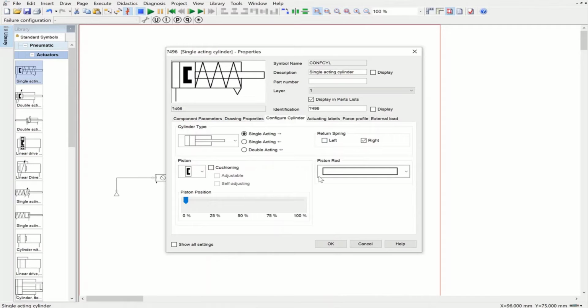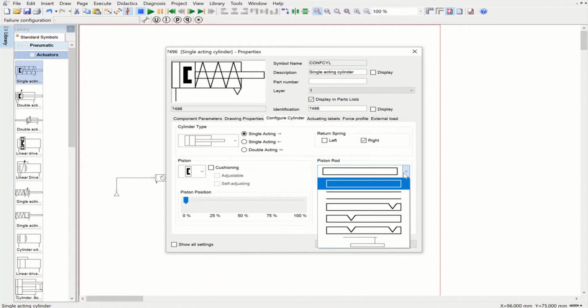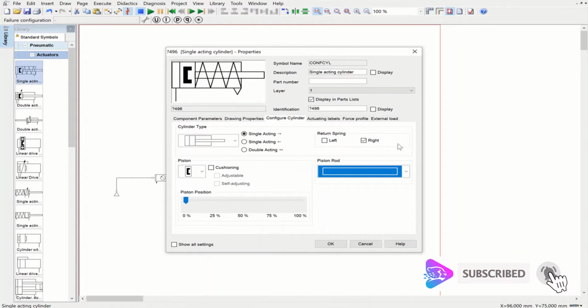The other important point is the piston rod. So we can have different forms and shapes for the piston rod based on the application and the industrial practice that we are working on. Another important thing we have in here is the name, or description, and we can have the identification, which is very important.